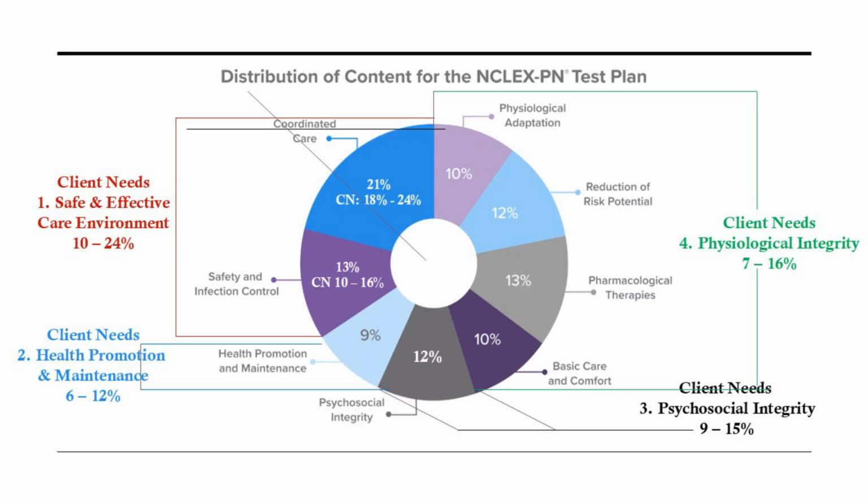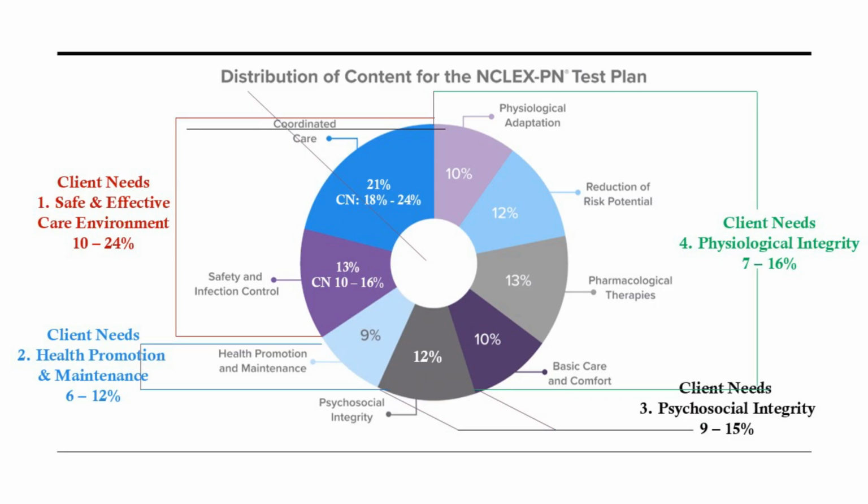When you first look at your test plan, it can be quite confusing because basically you have two categories. You have the content and you have the client needs. And you'll see both of these, and what is the difference? Exactly how does it work? So the NCLEX, when it comes to client needs, is broken down into four categories.